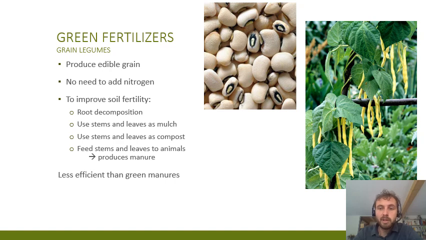Because first of all, you will not need to add nitrogen to these crops. They will be autonomous, they will fix nitrogen with rhizobia, and you will not need to fertilize. And for the next crop, through root decomposition, and if you leave the stems as mulch, compost them or feed them to the animals, you will get some nutrients in your system. So it's still a way to fertilize your crop and at the same time produce something to eat or to sell, but it's not as efficient for fertilization as a green manure that you use solely for fertilization.